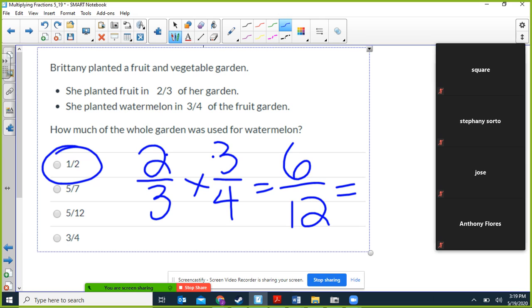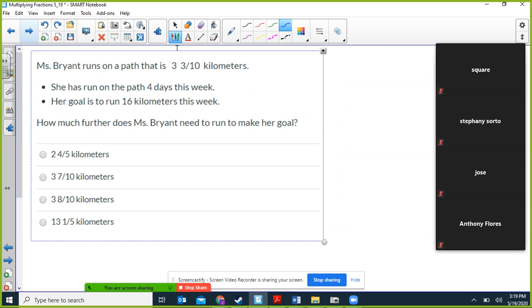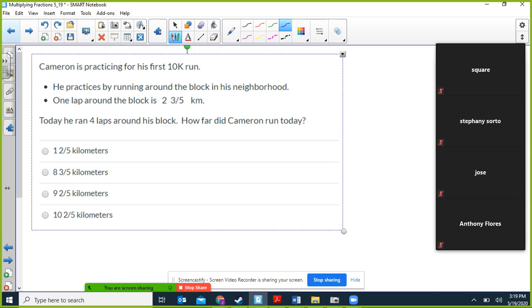Any questions? All right, this is almost done. This is not a multi-step problem. So you have a lap. It is 2 3/5. He ran 4 laps. How far did he run? So he has 4 groups. Each group is 2 3/5.